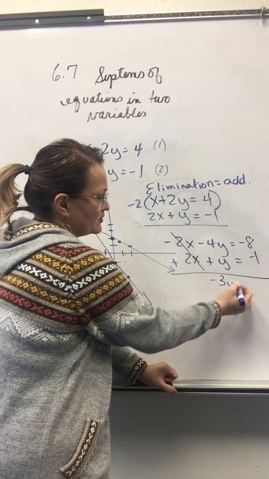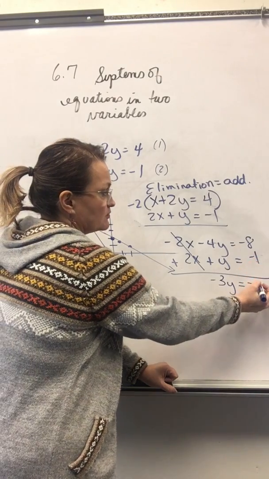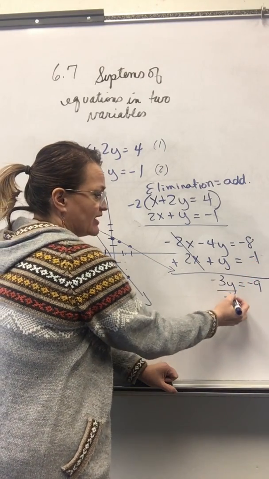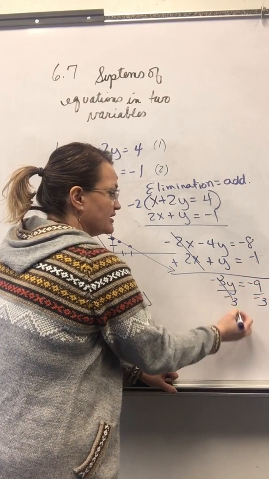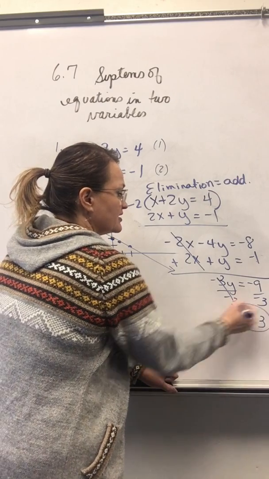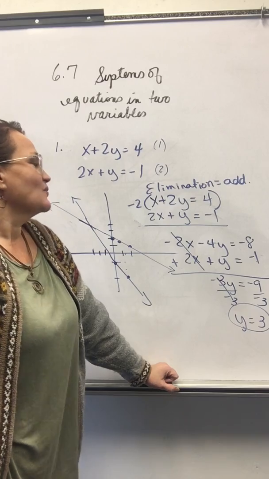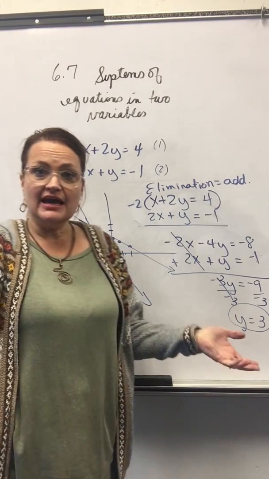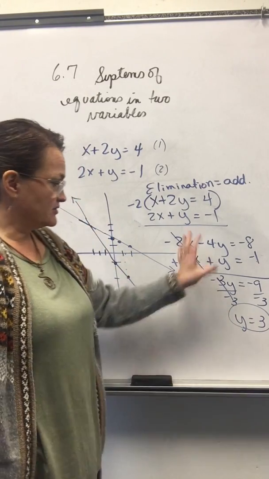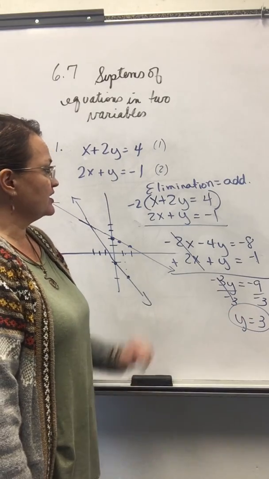-4y and 1y is -3y. Negative 8 and negative 1 is negative 9. Divide both sides by negative 3, and now I know the y value, it crosses up at positive 3. It's good to know now. y is 3. So what is x? You need the x and the y. So this tells me the y value is 3, and that's good enough.